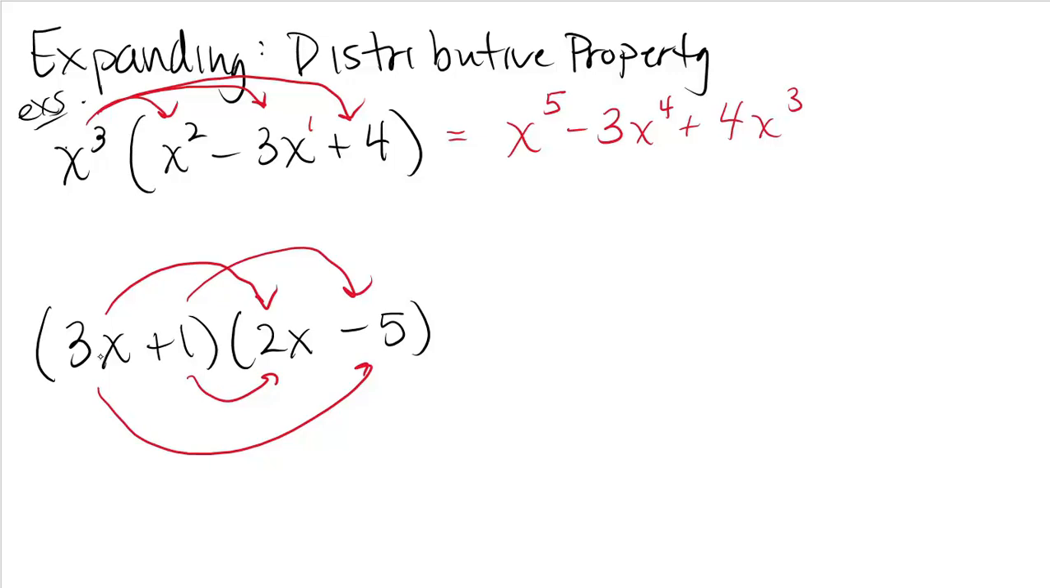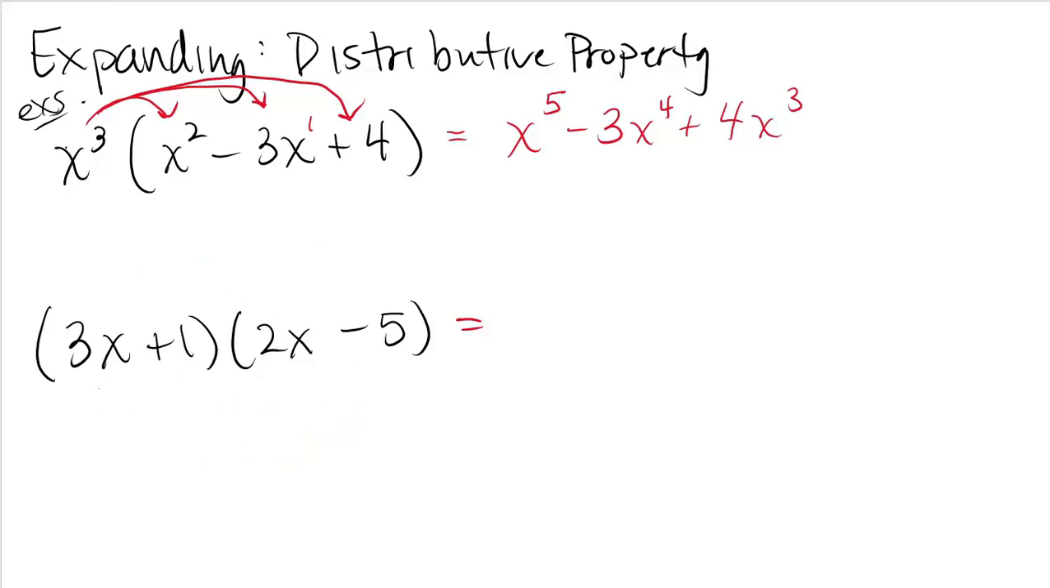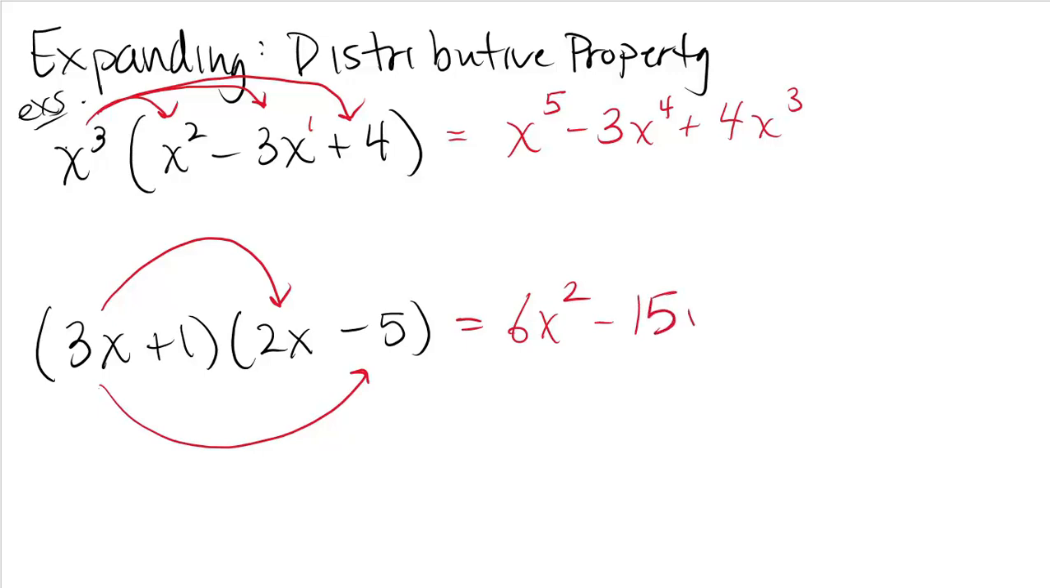We multiplied the 3x by each of the two terms in the second polynomial, and we multiplied the 1 by each of the two terms in the second polynomial, and so it's just the distributive property. Let me erase my arrows here, and we'll go through each step one at a time. We do the first terms. 3x times 2x is 6x squared. Remember that there's an implied exponent of 1 on each of those. Then we do the outer terms. 3x times negative 5 is negative 15x.